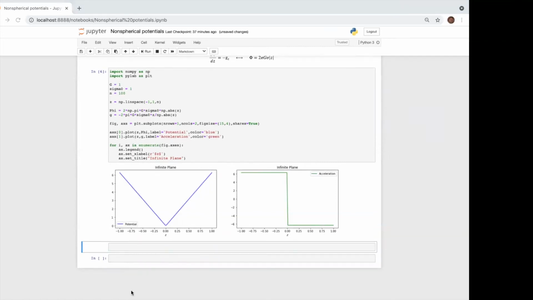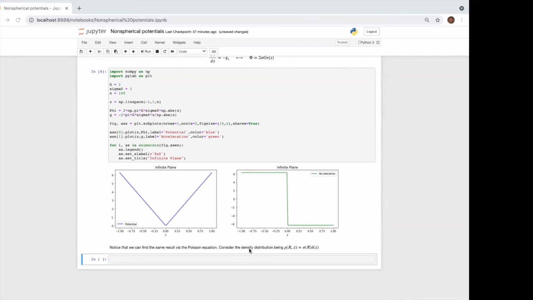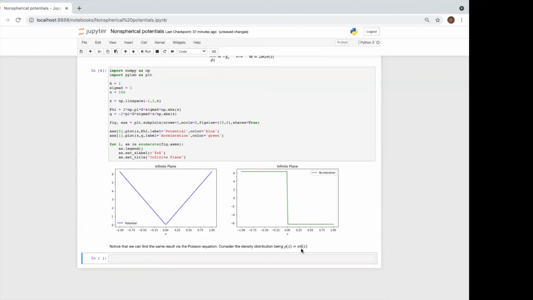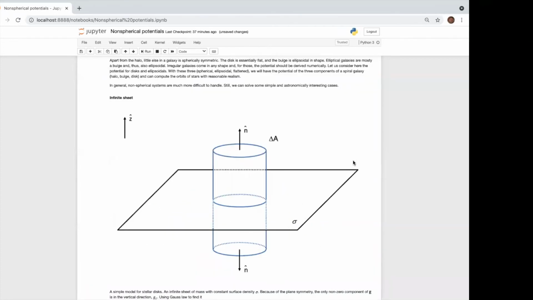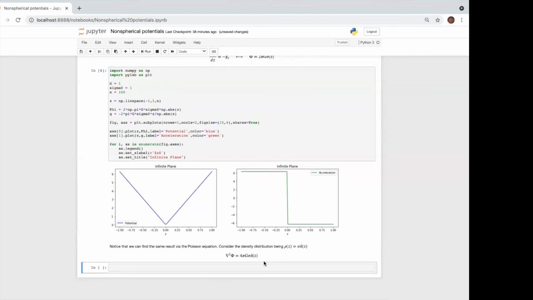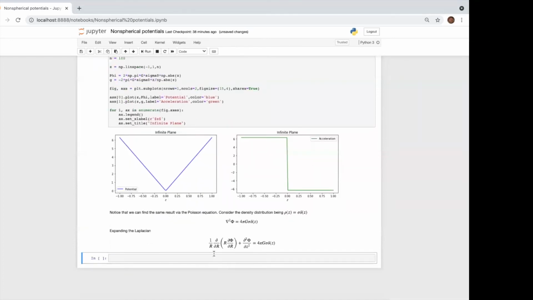Now let's find the same result, but by the Poisson equation. Then consider that the density distribution is going to have now a Dirac delta, right? The density sigma times the Dirac delta, because we only have mass here in this plane. So we can write the Poisson equation for this. It has now this Dirac delta, and we can expand the Laplacian. We have now a term that contains a derivative in radius and the derivative in the vertical direction, and the Dirac delta on the right-hand side.